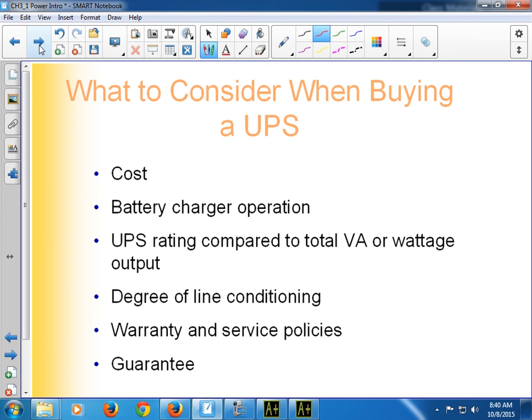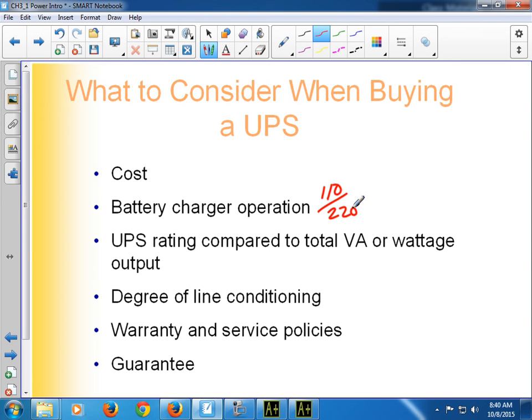When you're buying a UPS, and like I said, I don't know that many people need to have one at home. You need to look at the cost, obviously. You need to look at the battery charging operation. In other words, is it a 110 or a 220 plug? Because we have one in the school that had to have 220 put in.